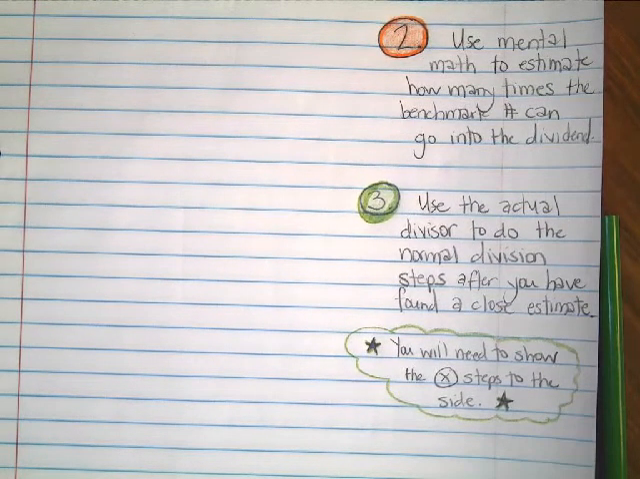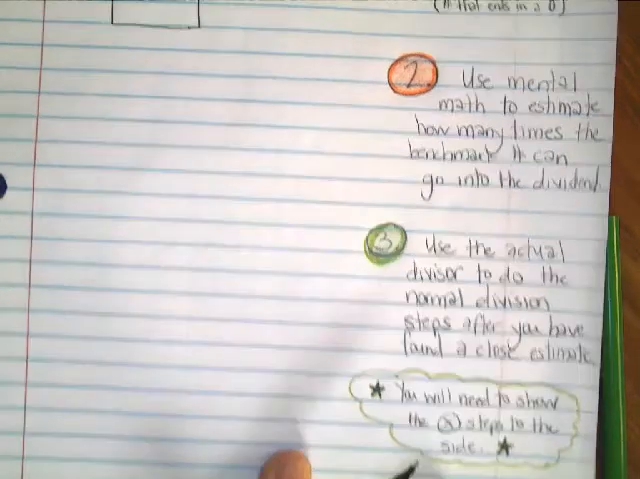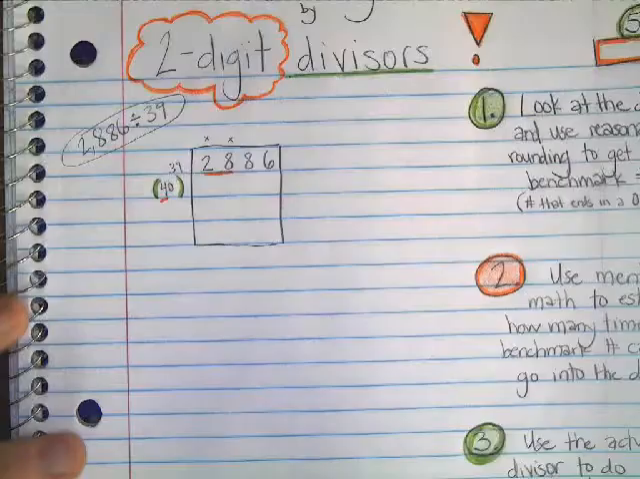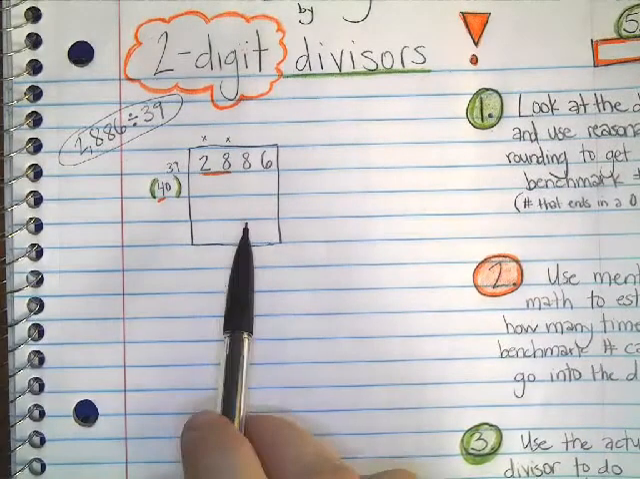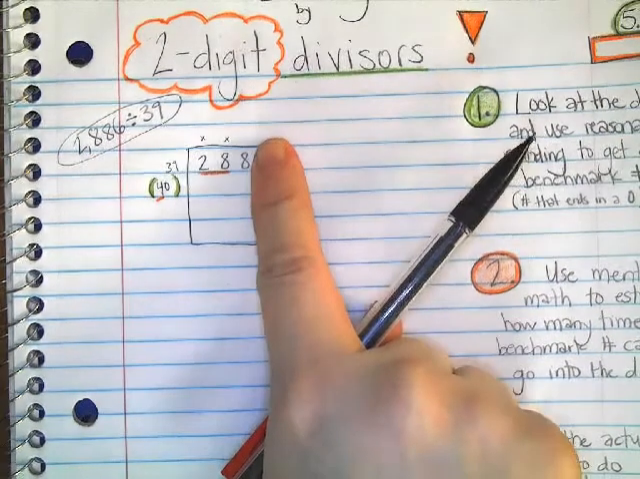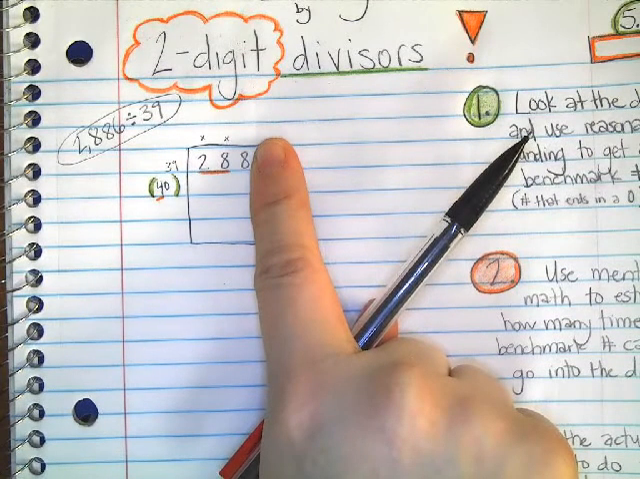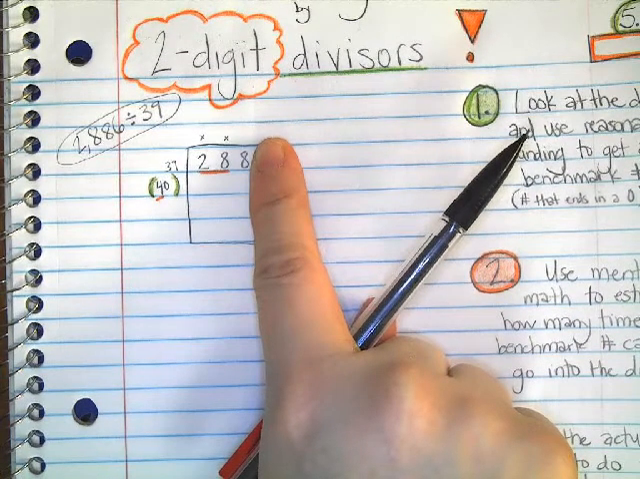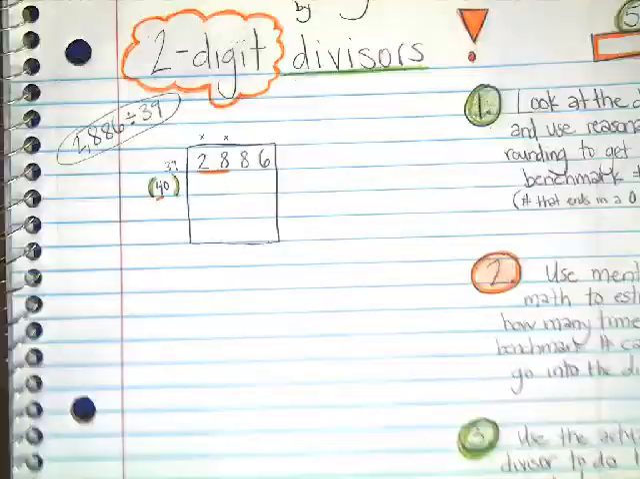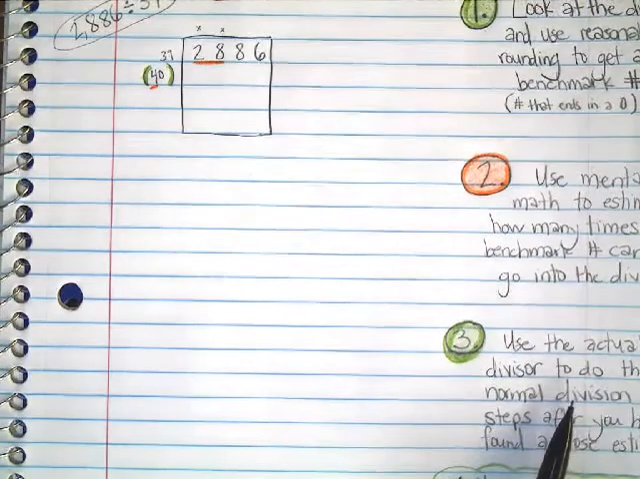We were on step number 2, and then we need to move on to step 3 with those things in mind. Step 2 was to use mental math to estimate how many times the benchmark number goes in. Do you remember that we said it could go in about 7 times? Because we're looking at it as 288, and 40 goes into 280 7 times. So we're thinking it's about 7.